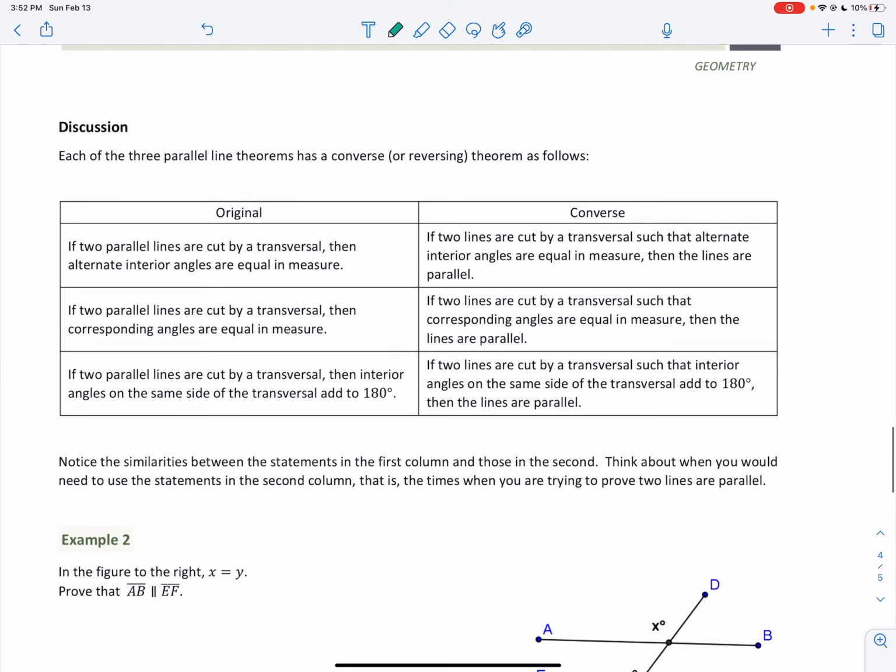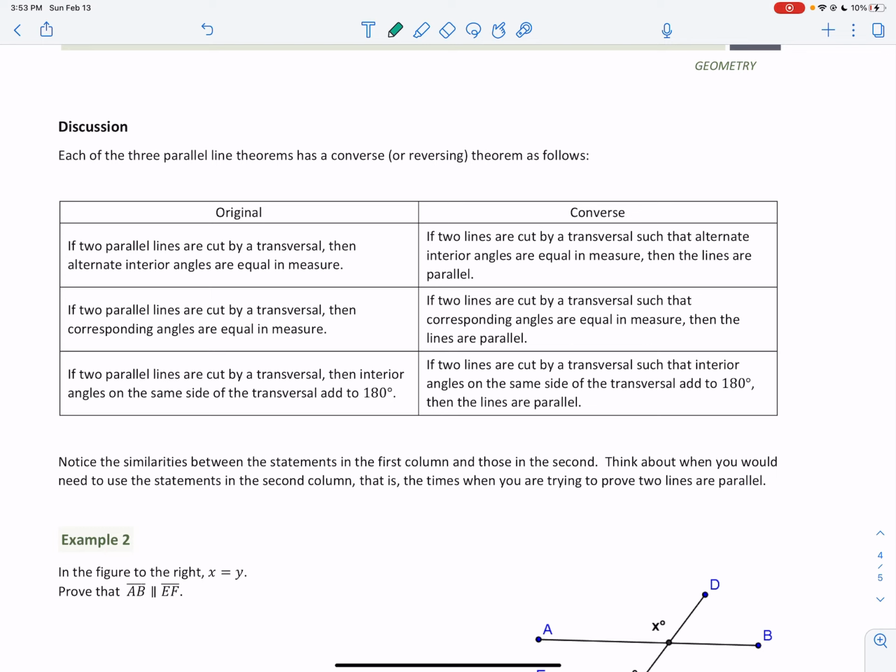Now let me show you examples of the converse. So each of these three parallel line theorems has a converse or reversing. So basically we're just reversing the words. So let's look at the original real fast. If two parallel lines are cut by a transversal, then alternate interior angles are equal in measure. Now, if you were to look at this backward, if alternate interior angles are equal in measure with two lines that are cut by a transversal, then they are parallel. It's basically just reading it backward, but you have to logically make it make sense with the words.